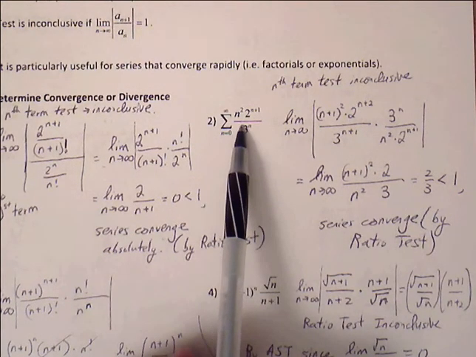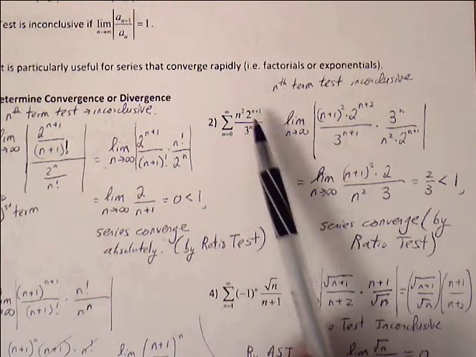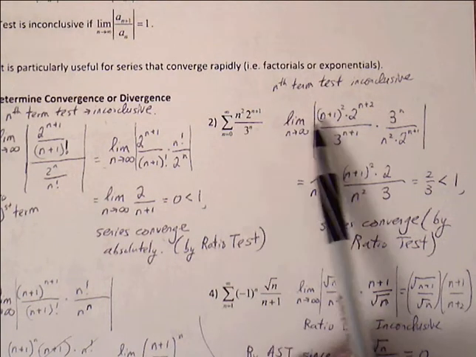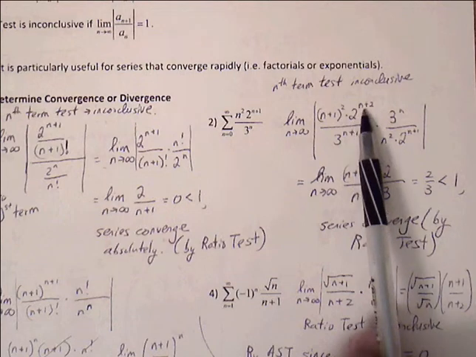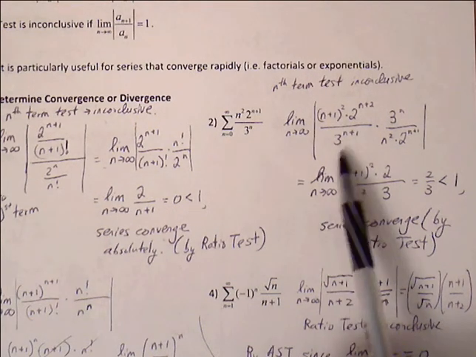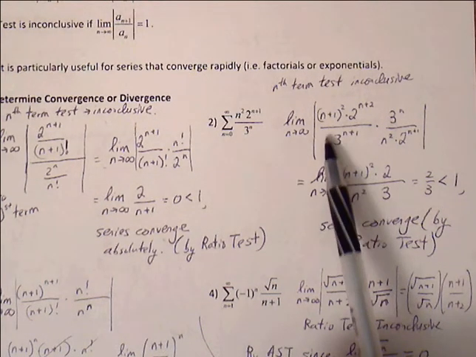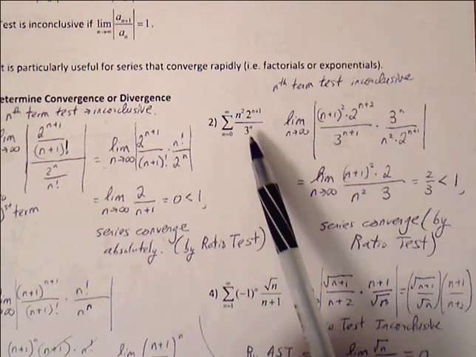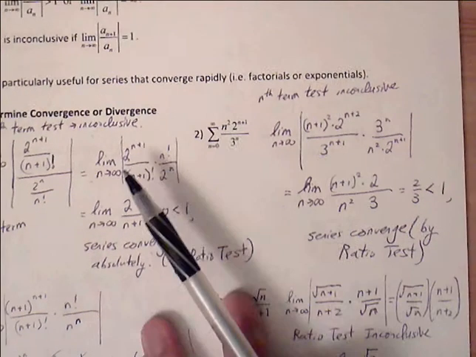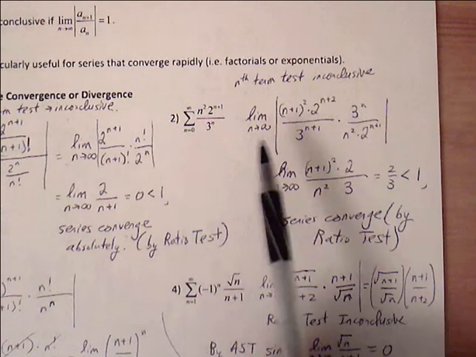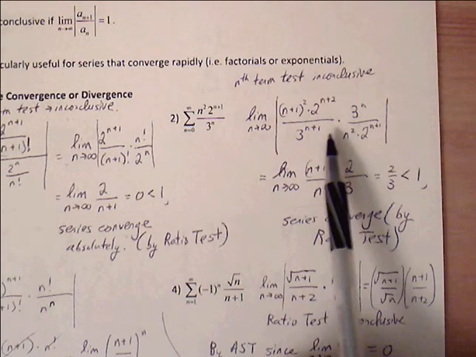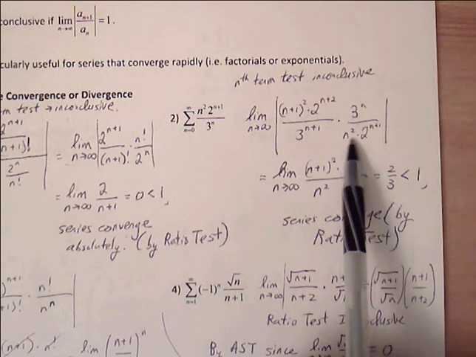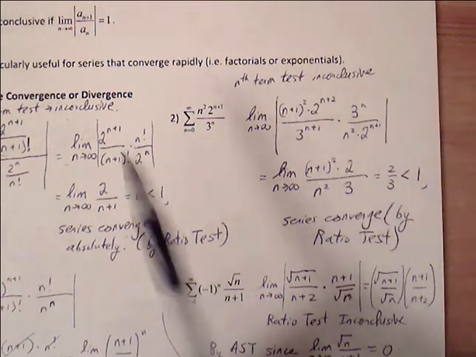So to find the next term, we're going to replace n with n plus 1, so n plus 1 squared times 2 to the n plus 2 all over 3 to the n plus 1. And we're going to put this all over the original series, which is the same thing as multiplying by the reciprocal. So 3 to the n over n squared times 2 to the n plus 1.